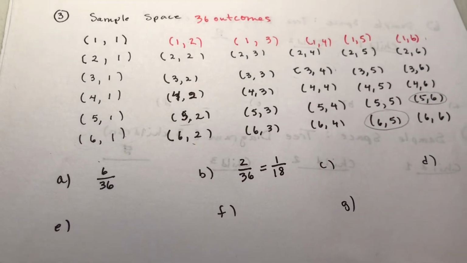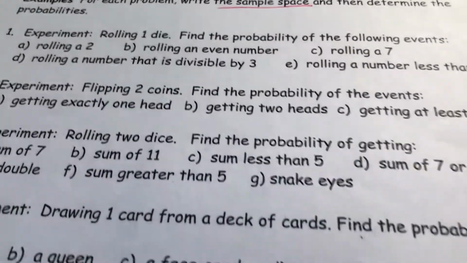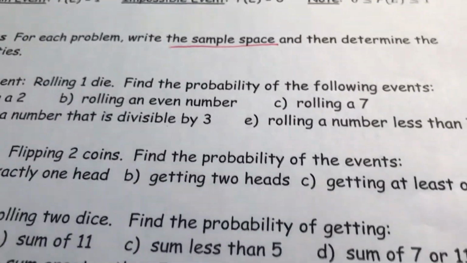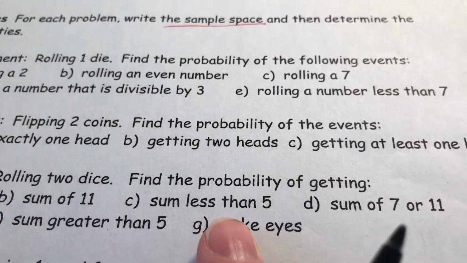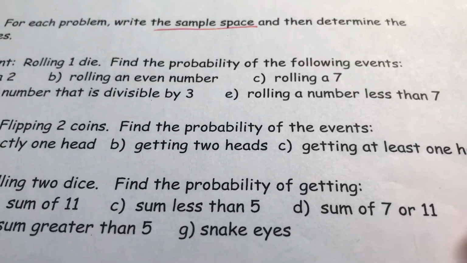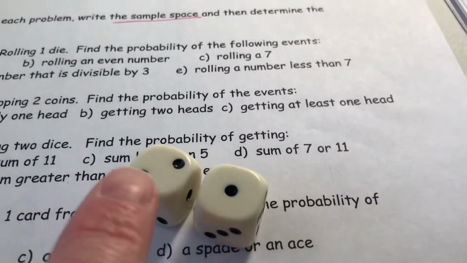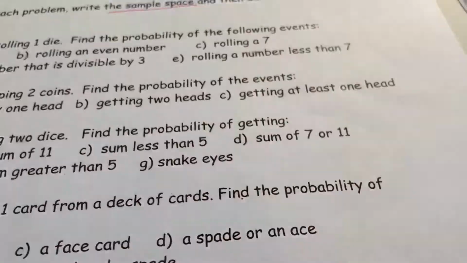All right. Let's look at C while we're at it. C. A sum less than 5. A sum less than 5. So what's the probability of these 2 dice being a sum less than 5? There's a sum less than 5 right there. So we want to know what the probability is.